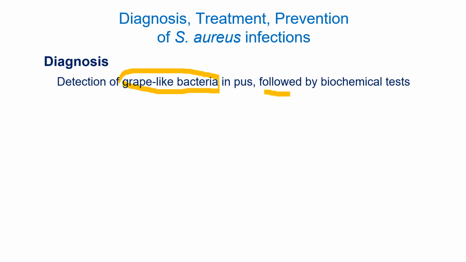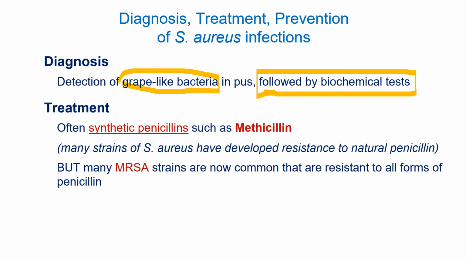So usually this is followed by a whole bunch of biochemical tests after the initial diagnosis. And sometimes those biochemical tests will actually be looking at what kind of antibiotics it is susceptible to. Since there's a lot of resistance, clinicians need to know what drugs are going to work and what drugs are not going to work. So treatment traditionally was methicillin. Methicillin is a type of penicillin, and it used to be quite effective. This is why MRSA, which is methicillin resistant, was quite serious at the time.